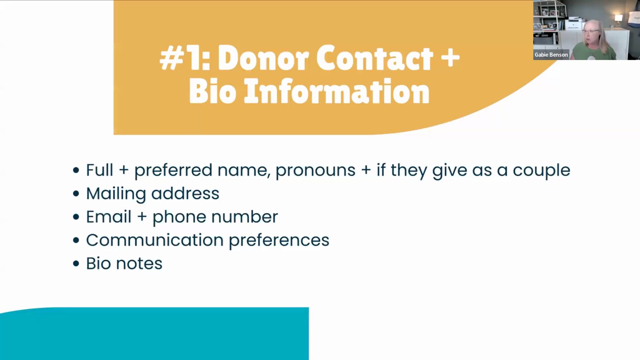The first one is your donor contact information and biographical information. This is your foundation. You need a clean, accurate record for each donor's full name and their preferred name, if they have a nickname, pronouns, and if they give as a couple. You want a mailing address with standardized formats, like whether or not you use abbreviations for your street names and states, an email and a phone number, and is it an office number or a mobile number?